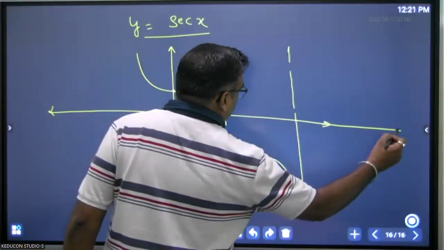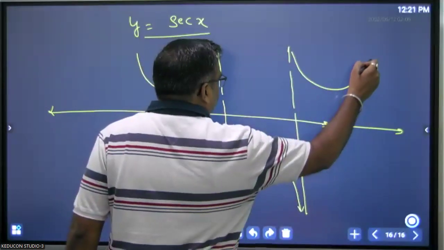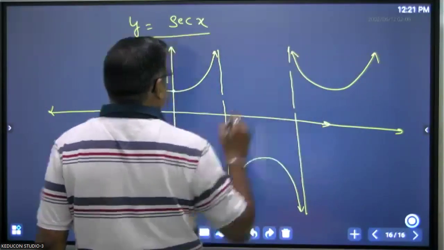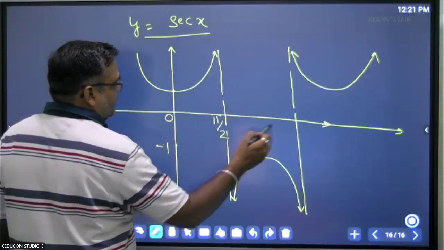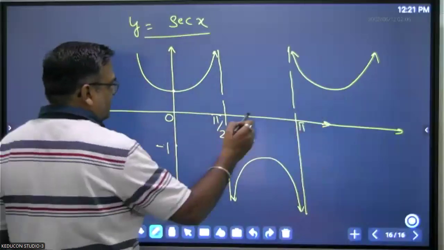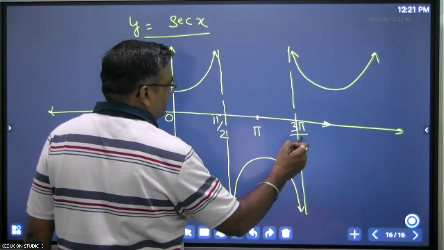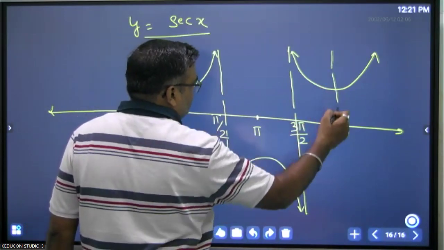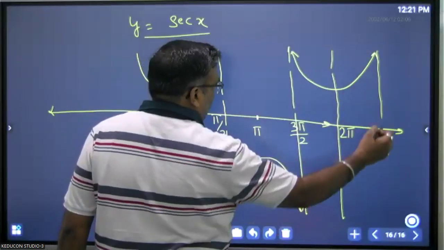Then if you take it further, it will be like this. It goes like this, right, students? This is 0, pi by 2, pi. Sorry, this will be pi. This is 3 pi by 2. This is 2 pi. And this is 5 pi by 2.